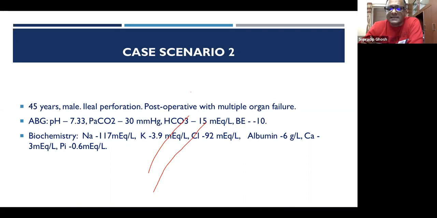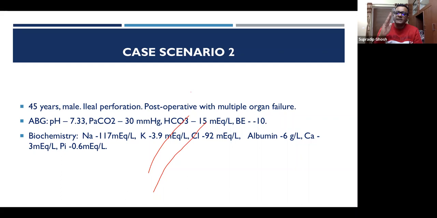And this is a very common thing in critical care. Majority of our patients are hypoalbuminemic. So low albumin, as we know, will produce metabolic alkalosis. So directly we can say, by just looking into the biochemistry, this patient has got metabolic acidosis because of low sodium, and metabolic alkalosis because of the low albumin and low phosphate also. At the same time, this patient has got a respiratory alkalosis because the PCO2 is low.